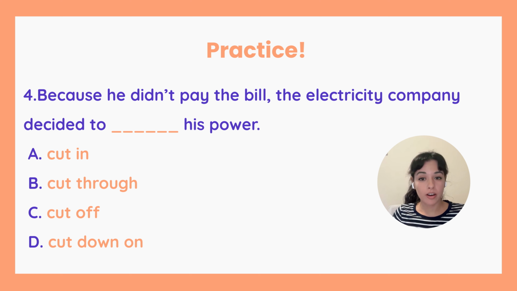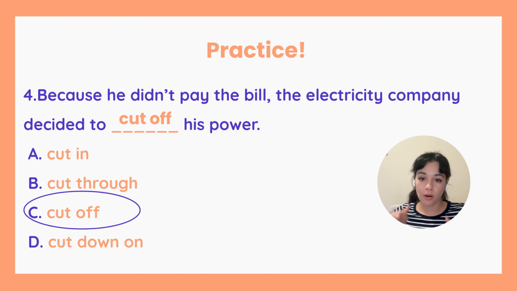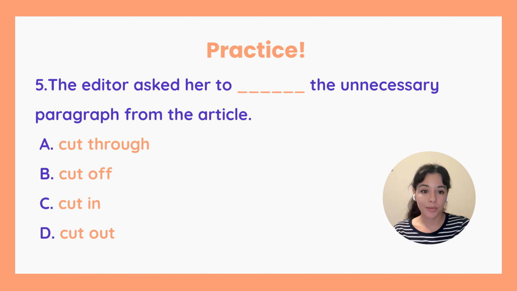For number 4, if you said cut off, you are 100% right. Because he didn't pay the bill, the electricity company decided to cut off his power. They disconnected the power. Number 5, the editor asked her to blank the unnecessary paragraph from the article.